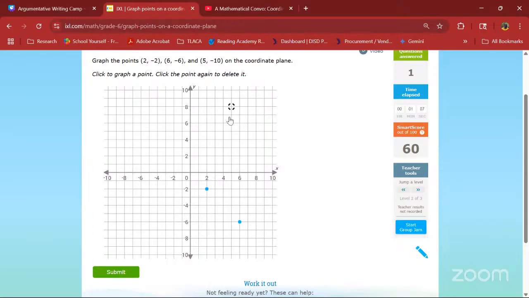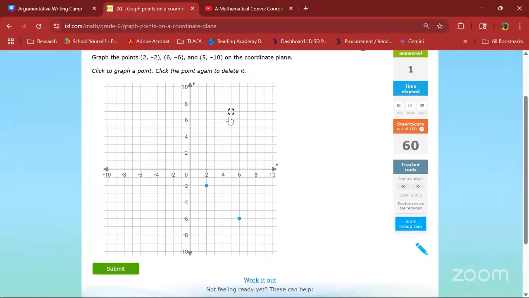Last, we have 5 and -10. Whoa, my bad. 5 and -10, which is another one in the 4th quadrant. So I'm going over 5 and down 10. This was not necessarily on the line. Looks like a Big Dipper type of thing happening here. But let's submit and see if I am correct.